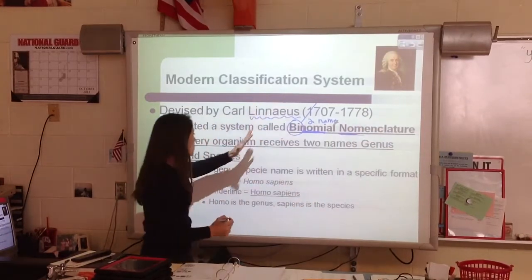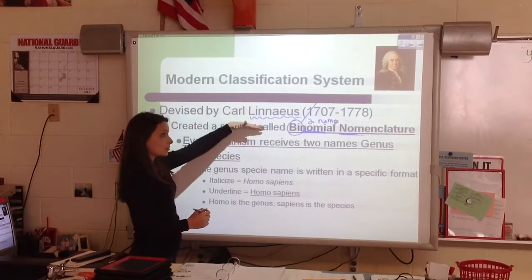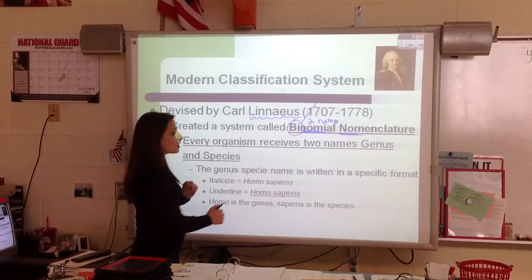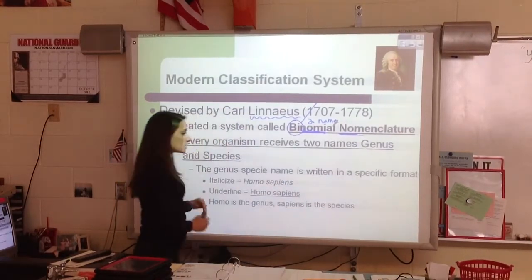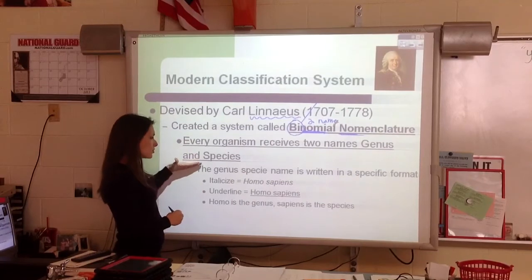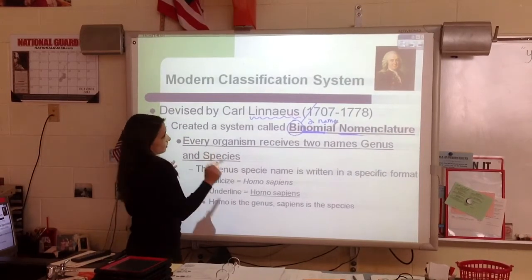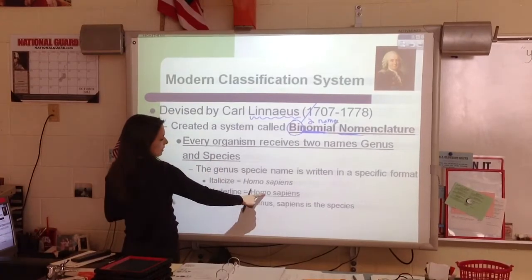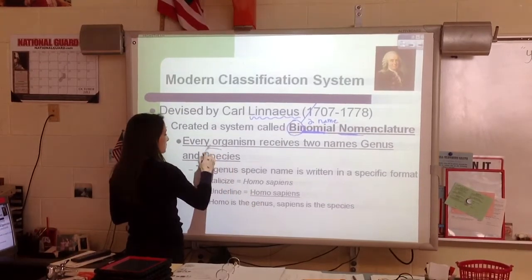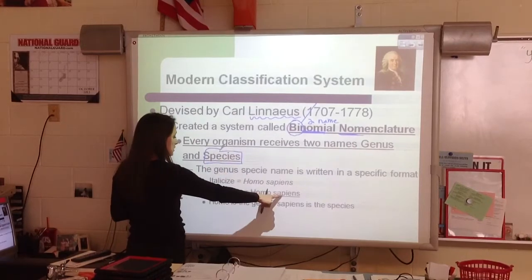So what we want to know is that scientific names have two names to them, a genus and a species. And we do write it in a very specific way. So when we look at an organism's name like Homo sapiens, the species name is second.